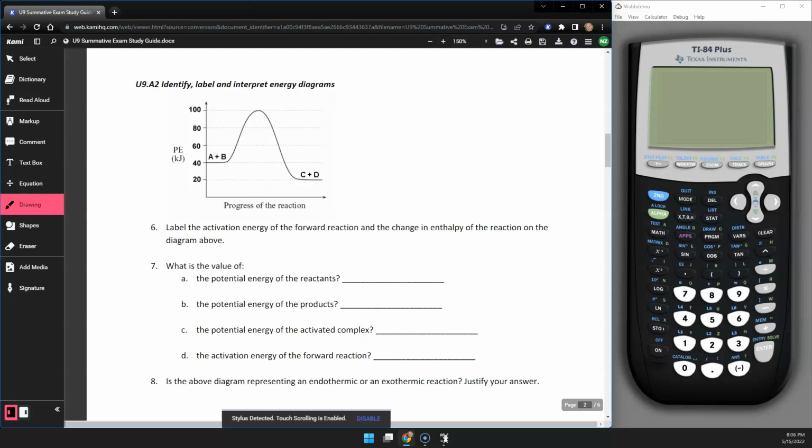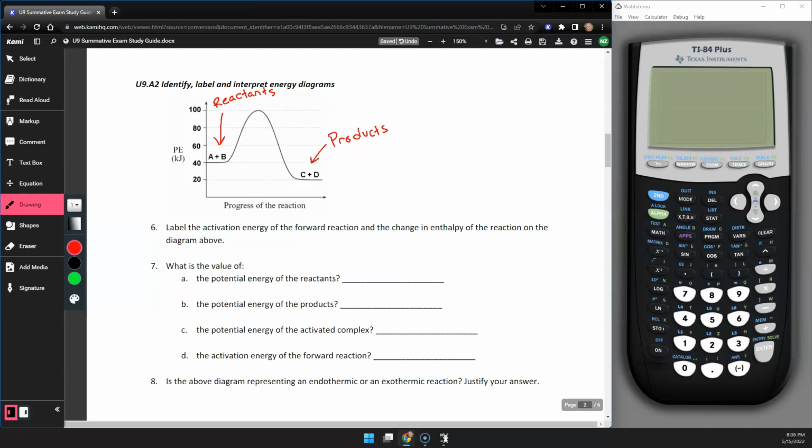Okay, so if you look at the diagram here, we've got progress of the reaction labeled on our x-axis, and then I have potential energy on the y-axis. Okay, so our reactants are always on the left side, and the products are always on the right side. Okay. So we want to label a couple things on here.